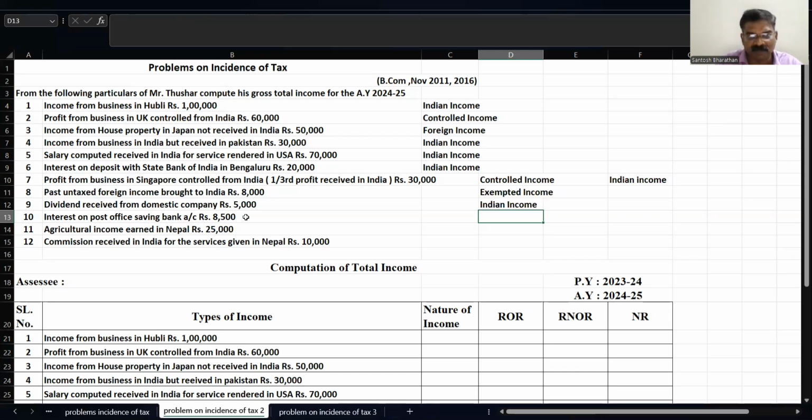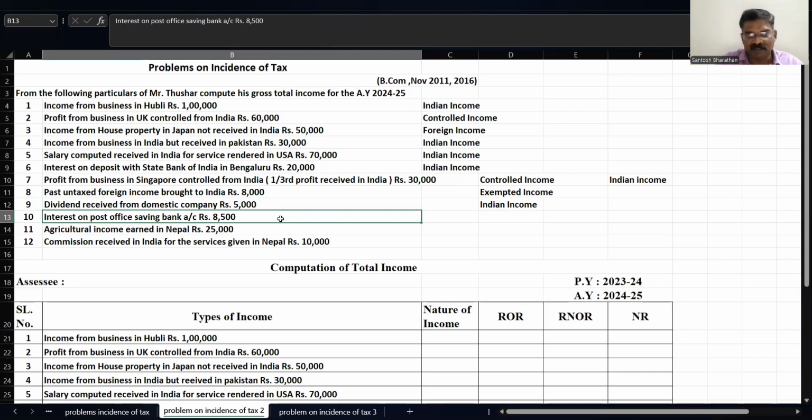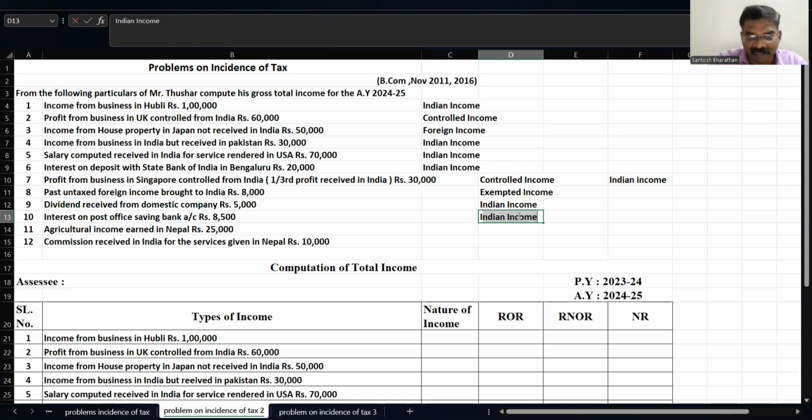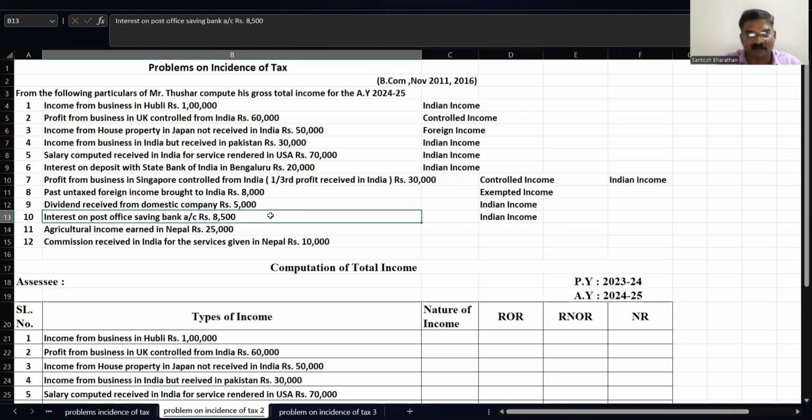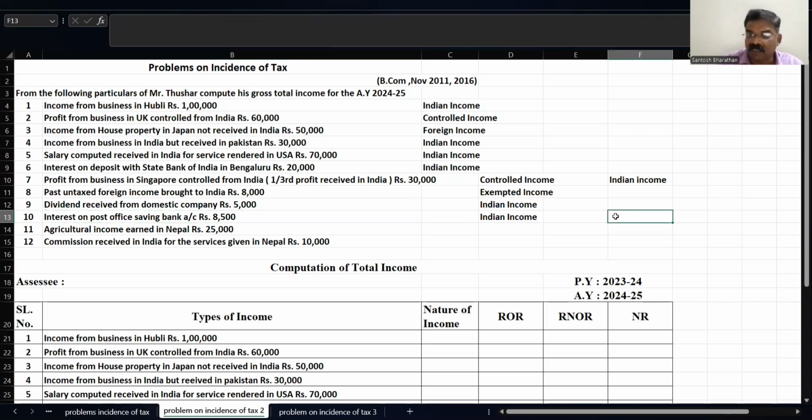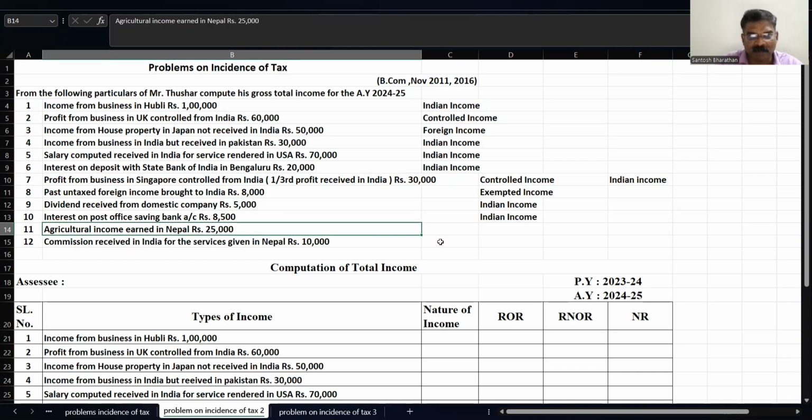Interest on post office saving bank rupees 8,500. See here, there is one twist. Post office saving bank account, we treat that as an Indian income, of course, but there is an exemption of 3,500 interest, whatever we earn from the post office. So we have to deduct 8,500 minus 3,500. The balance 5,000 will be taxable in all the three cases. Okay.